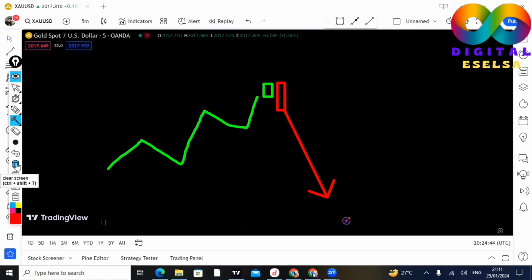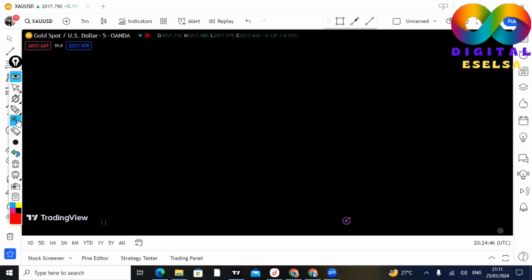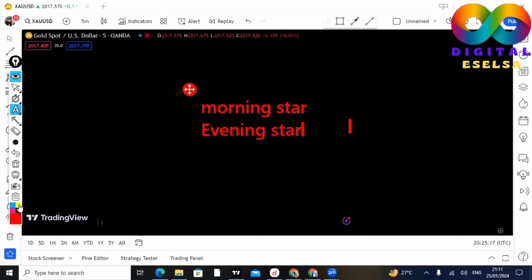So moving away from there, the next candlestick pattern I want us to look at is the morning star and the evening star. There's a candlestick pattern that we call the morning star and we also have the evening star. This is a candlestick pattern. The reason why I want to treat it after the engulfing is because these candlestick patterns have almost the same principle as that of the bullish and bearish engulfing.